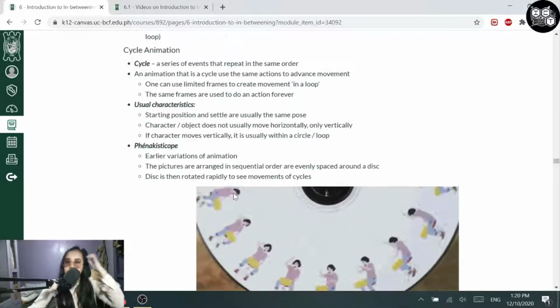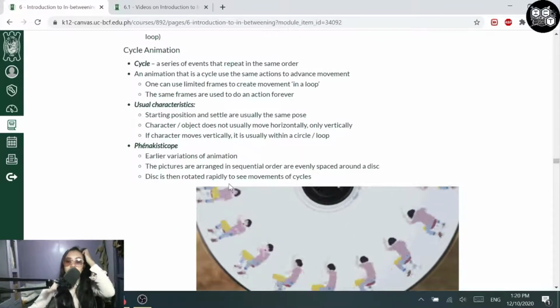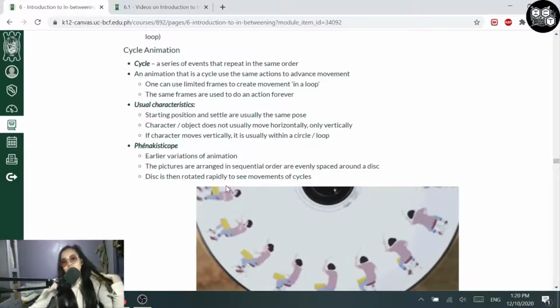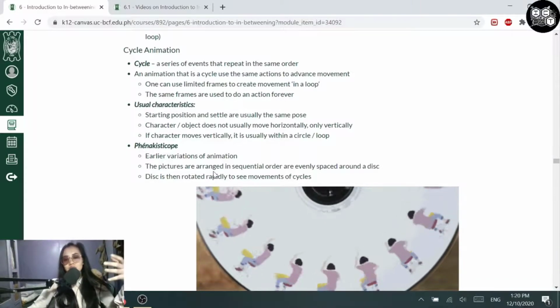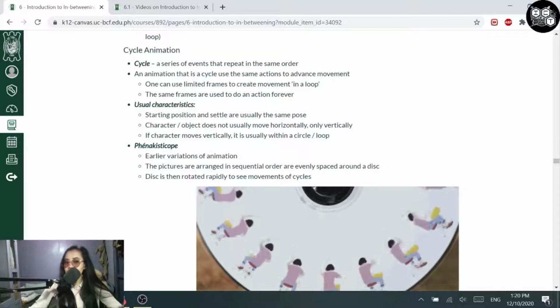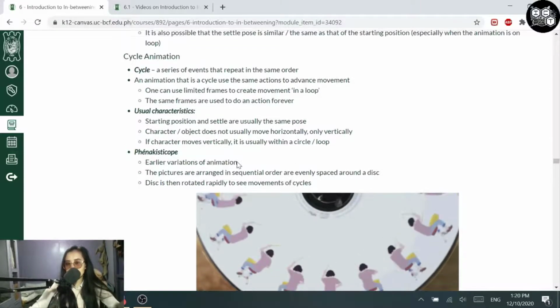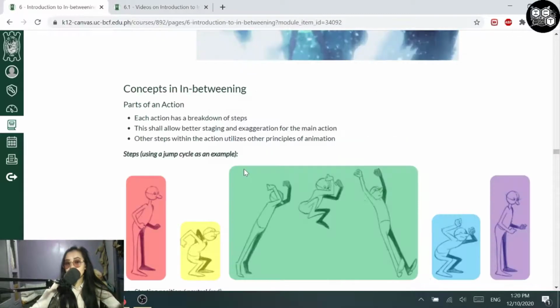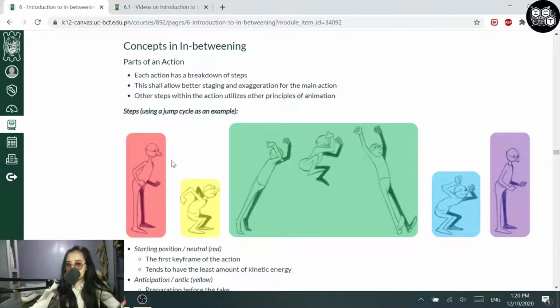We have also the idea of cycle animation. A lot of the animations that we'll be doing are cycle animations. The idea of cycle animation is that you can create it on a loop. For you to be able to create it on a loop, you have to make sure that the starting position, the keyframe, and then the settle position have to be the same. So the jump cycle right here, you can turn it into a loop. But as you can see right here, the distance has to be considered.